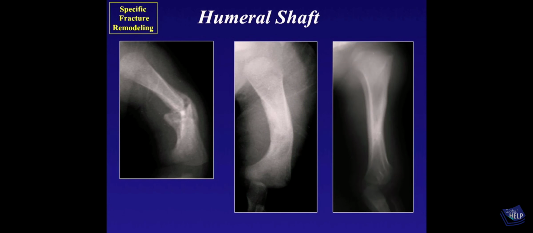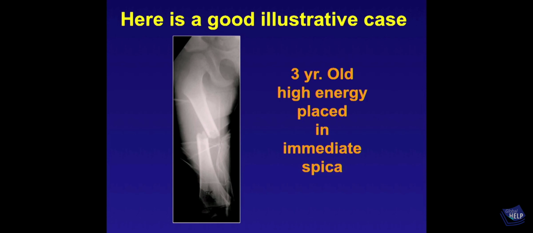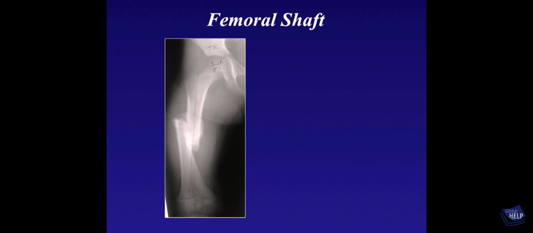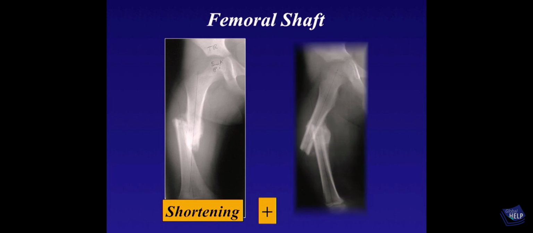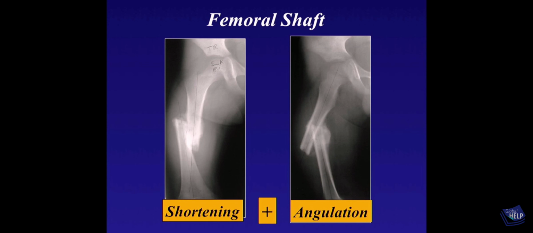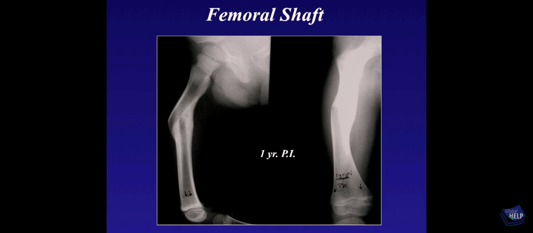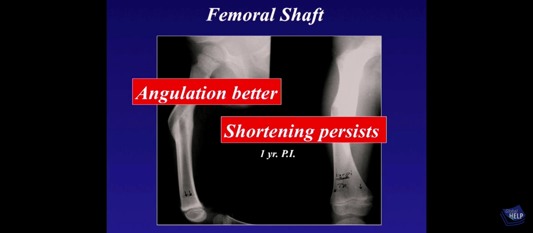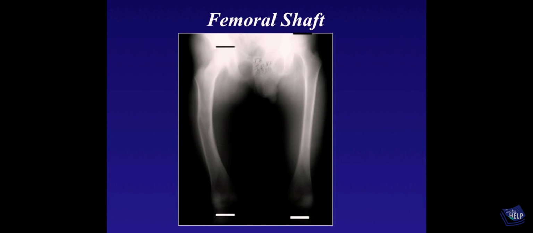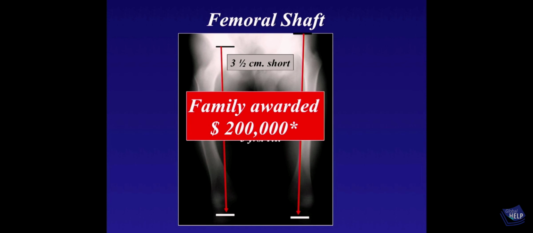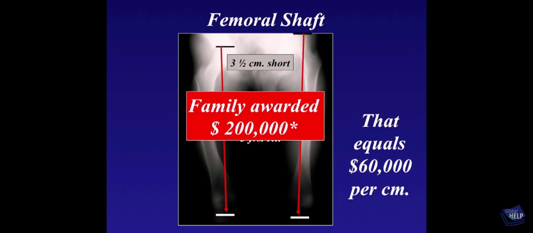We saw this before, the humerus. Here's a good example. This was a 3-year-old high energy placed in immediate spica by the resident in the emergency room. The shaft went on to heal, got shortening, plus angulation. What does that equal? Well, that equals trouble when you get shortening plus angulation. So he's remodeling actually pretty well the angulation. Angulation is better, but the shortening has persisted. And he got a good lawyer, came in 3 years post-injury, and he had almost 4 centimeters of shortening, and so they settled for $200,000, and that equals $60,000 per centimeter.